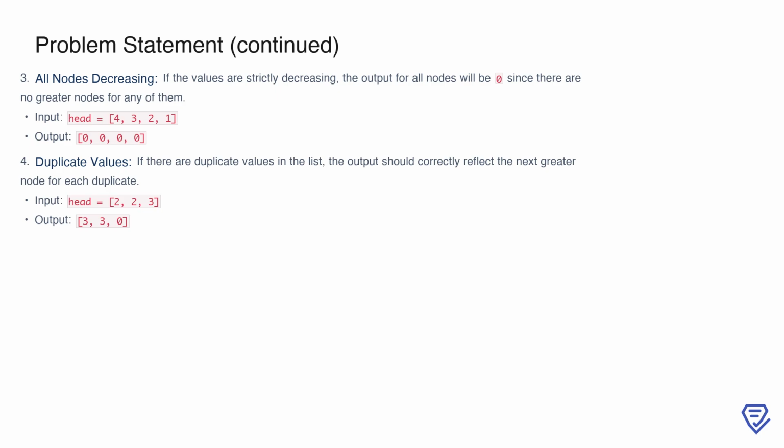For a strictly increasing list, like 1, 2, 3, 4, the output will simply be the next node's value, with the last node being 0. In contrast, for a strictly decreasing list, like 4, 3, 2, 1, every node will have an output of 0 because no greater nodes exist for any position. Finally, with duplicate values, such as 2, 2, 3, the output should correctly reflect that the last node with value 3 is the next greater node for both instances of 2, resulting in 3, 3, 0.